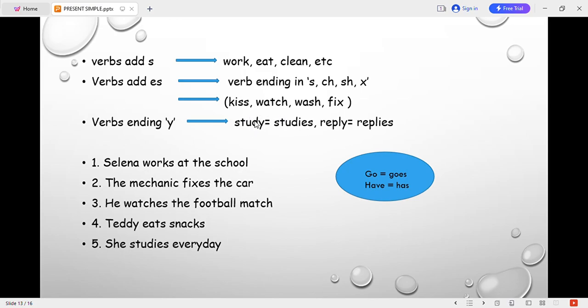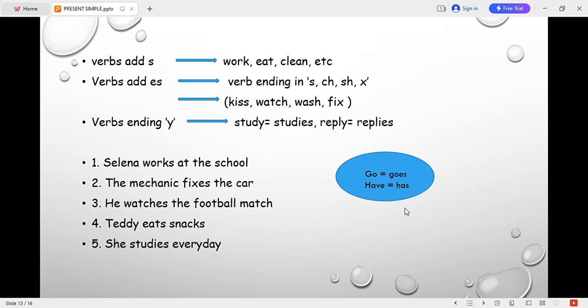If you use a plural subject, you don't have to change the word study becoming studies, but only, for example, they study math. So the word study is not changing. I mean, it is still the base form, study. They study math. Now the verb go becoming goes, have becoming has. For example, I go to school every day, and then she goes to school every day.